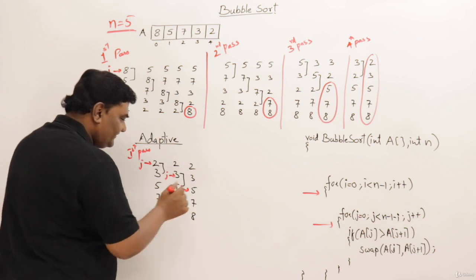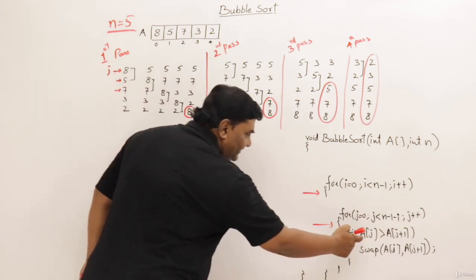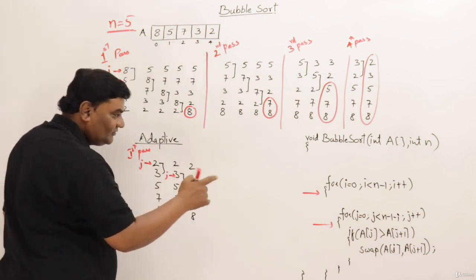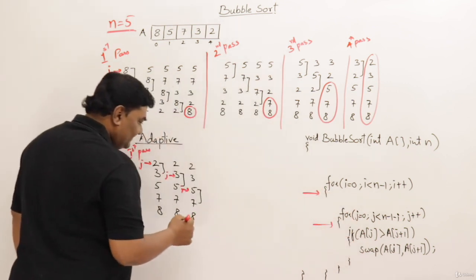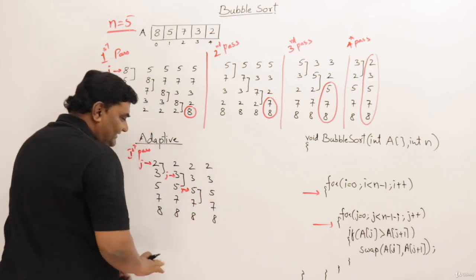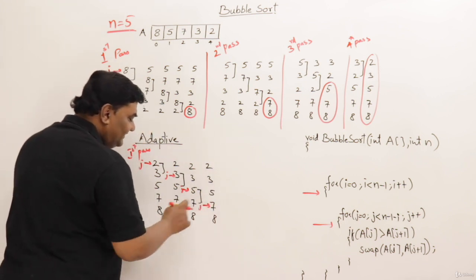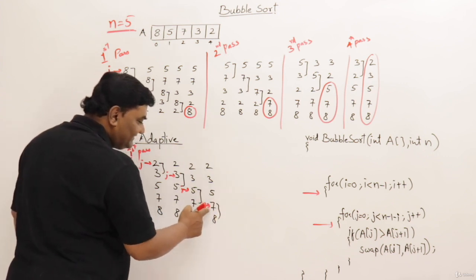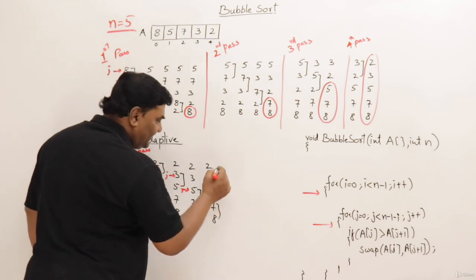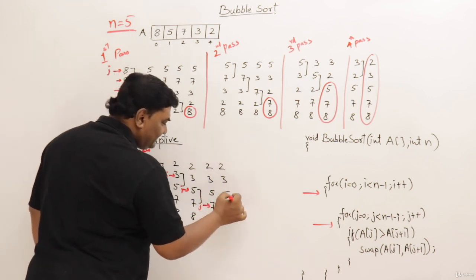Then check the next one. So j should come on this one. Compare these 2, j with j plus 1. Is it greater? No, so swapping will not happen and the elements stay as they are. The next j is here on this one. Compare these 2. Is it greater than that one? No, so it will not swap, and the elements stay as they are.